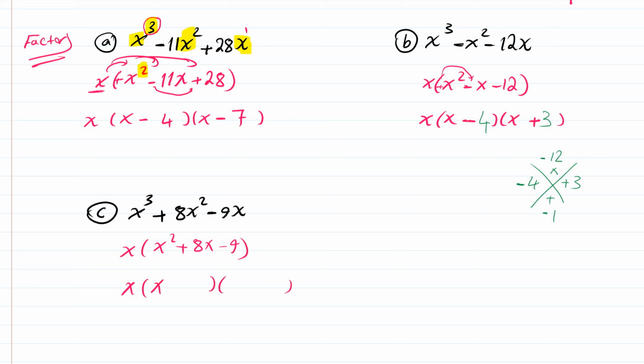We get x, so positive, negative, right? So find two numbers that multiply to equal 9, but when you add them equals 8, which is positive 9, negative 1. When you multiply them equal negative 9, and when you add them equals positive 8.